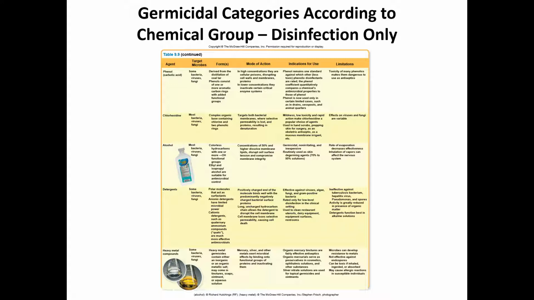Alcohol. Alcohols target the cell membrane. Lipids are soluble in alcohol. So in this case, you can disrupt the cell membrane of the bacterial cell. So you effectively disrupt that barrier between the outside environment of the cell and the inside environment of the cell.